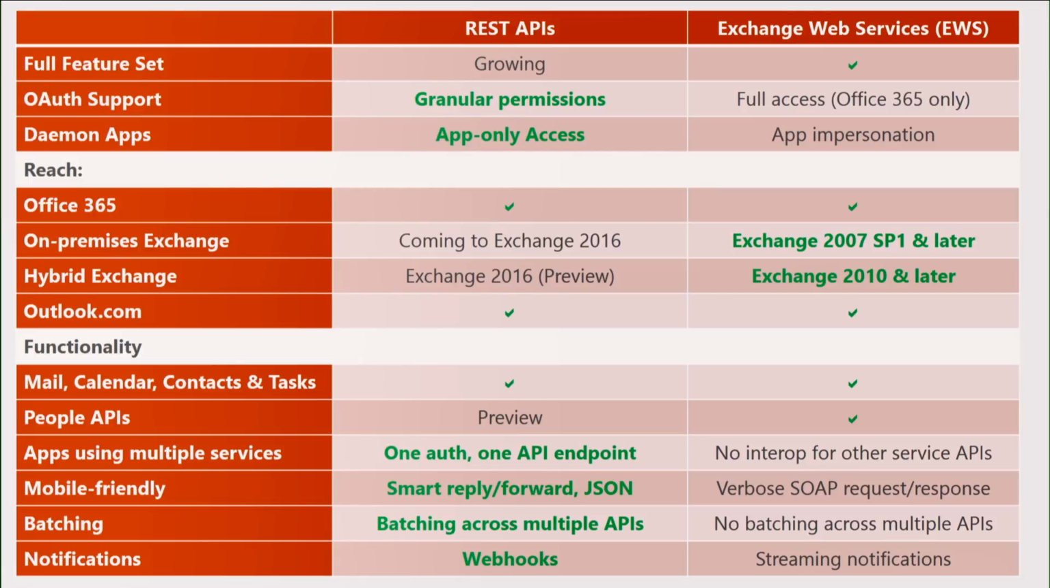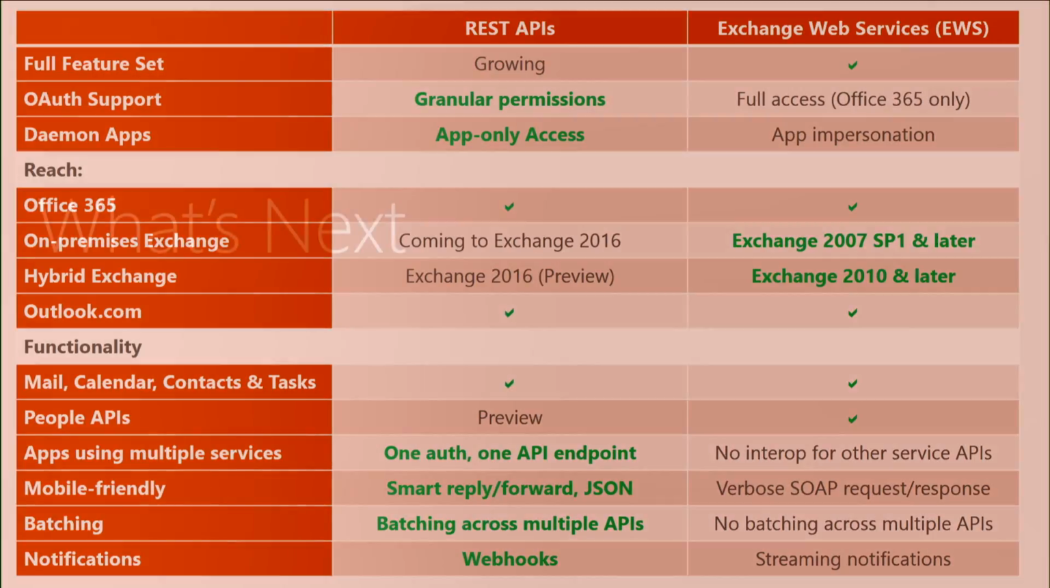Reach-wise, great reach for Office 365 and Outlook.com. On-premises, of course, APIs are supported in REST, but it's for the latest, greatest. Exchange goes back much earlier. And functionality-wise, we're almost there. People API, we need to GA; mail, calendar, contacts, and tasks are there. But in terms of the convenience of joining data between Exchange data or Outlook data and other services, being mobile-friendly, batching, or notifications is a much, much better story at REST and getting better. So our recommendation is generally go with REST. That's our strategic direction. And I think we'll make a lot more investments there.